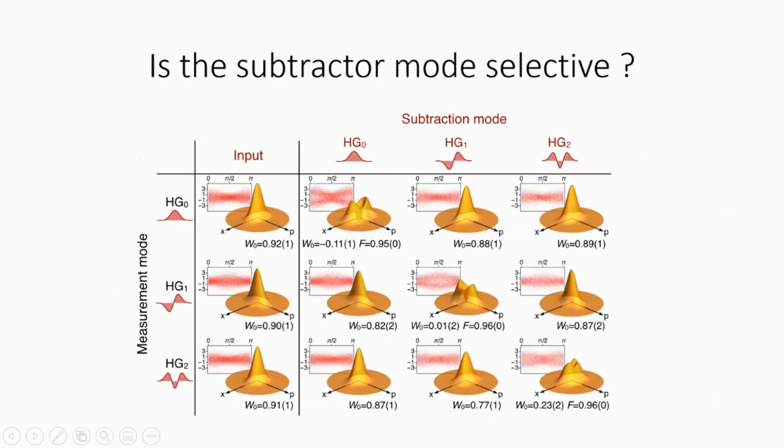So our next step was to try and subtract from the different modes and verify that this subtraction was mode selective. This table shows the input modes that we have and which mode we decide to subtract in by shaping our gate beam. What you can see here is that the modes we don't subtract in are unchanged. So when we subtract in HG1, for example, mode HG0 is unchanged, but HG1 has this Wigner function change.